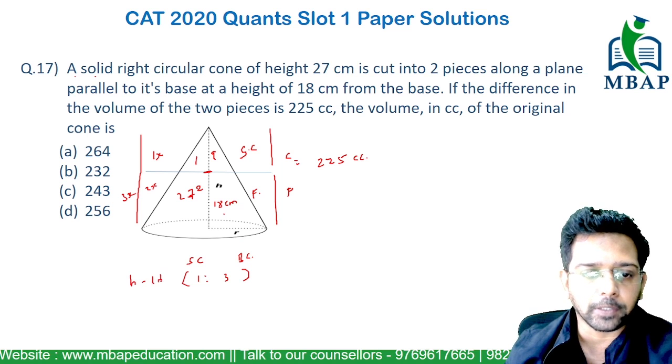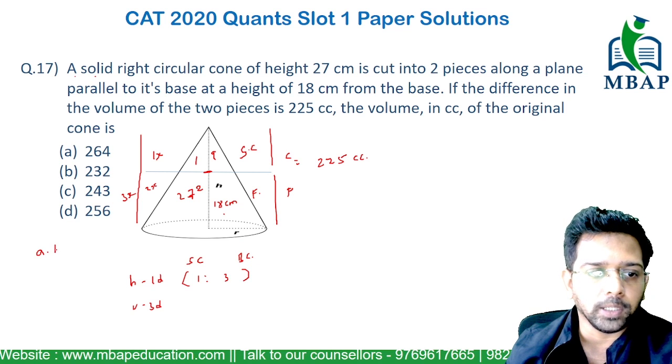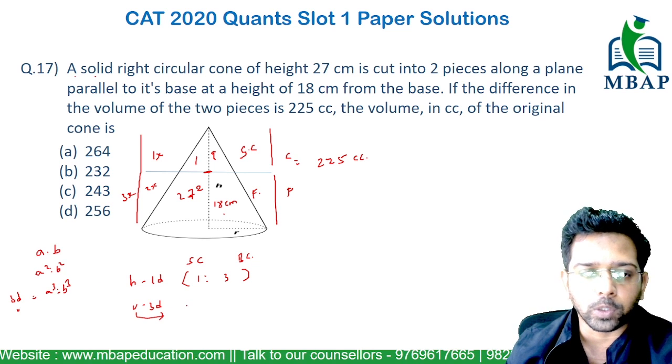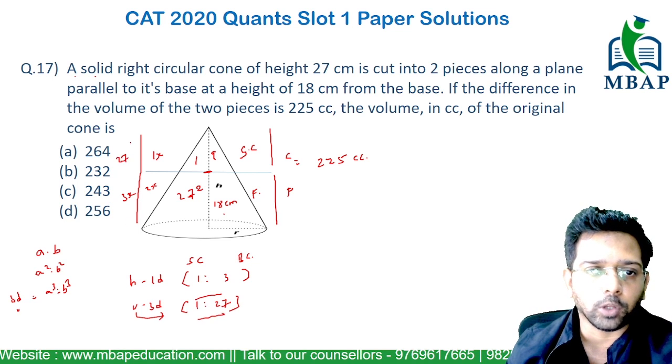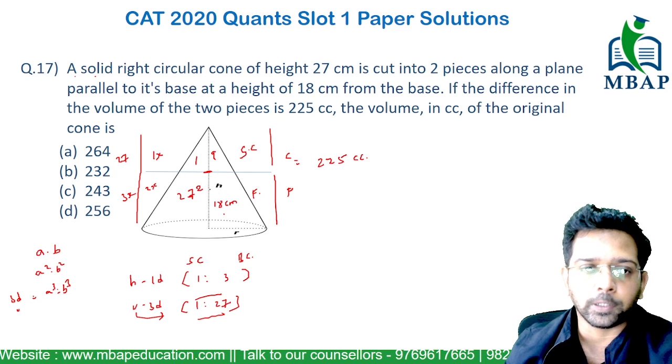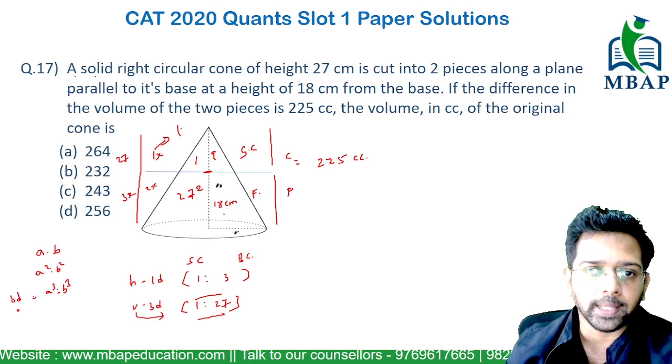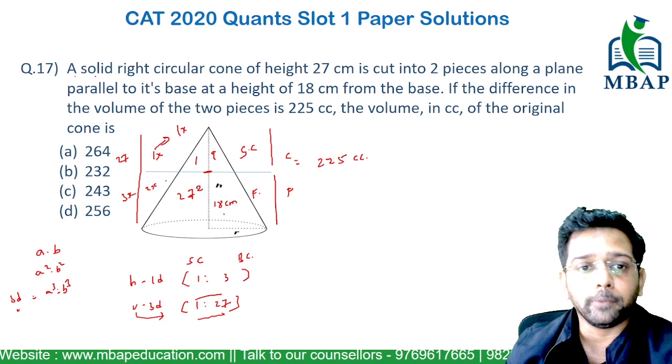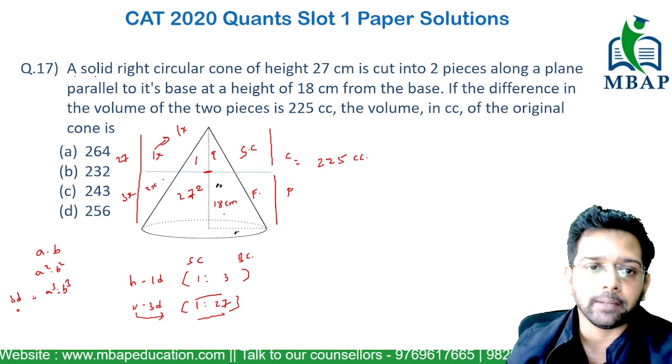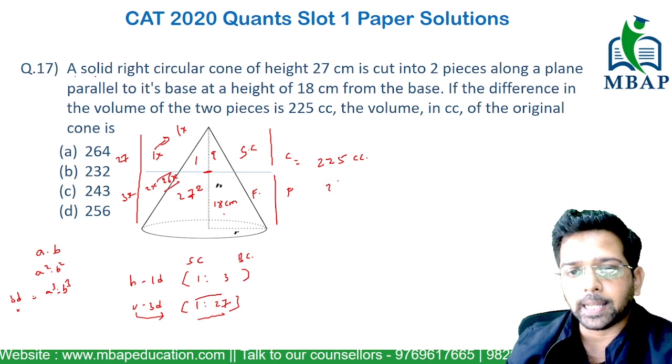Height is one dimensional and volume is three dimensional. If one dimensional units are in the ratio of a to b, then the two dimensional units, which is area, will be in the ratio of a squared to b squared, and the three dimensional, which is volume, will be in the ratio of a cubed to b cubed. So the ratio of the volume of the smaller cone to the bigger cone will be 1 is to 27. So 27x is the volume of the bigger cone, which has to be divided into two parts. This is 1x, the volume of the smaller cone. So the volume of the frustum will be 27 minus 1, which is 26x. Now 26x is the volume of the frustum, and the volume of the smaller cone is 1x.